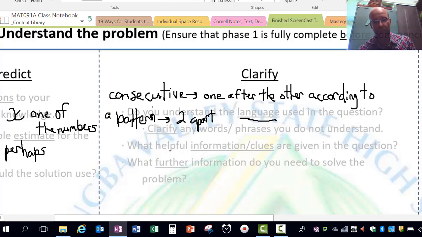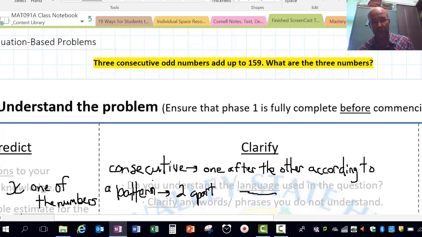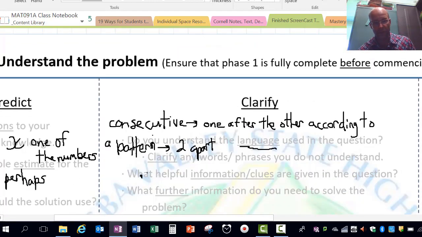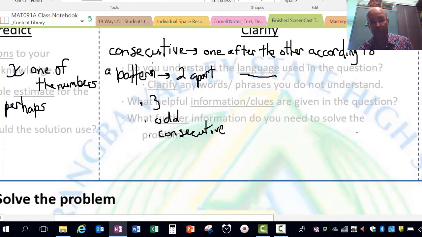Well, what helpful information or clues are given in the question? It's basically, what are we given? It's 3 numbers and they're odd, and they're consecutive. They're straight after each other in a pattern. So they're 2 apart. Well, we've got to find 3 numbers.